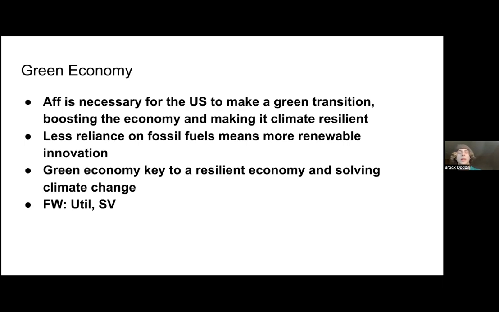It's going to lead to a lesser reliance on fossil fuels, and that means more reliance on renewables. That means more renewable innovation. So that means not only will the economy be more resilient against climate change, but also this sort of, again, goes into the idea of reducing emissions. So I could see this pairing very well with an extinction impact for climate change. Again, frameworks for this, utilitarianism, structural violence, depends on what you want your impacts to focus on.